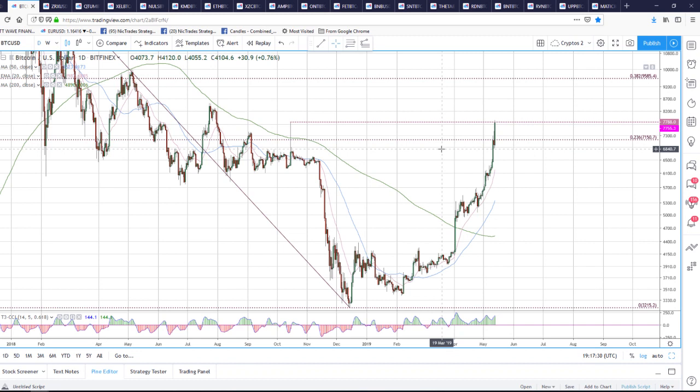But again, I would not sell this short. We're not looking for levels to sell Bitcoin short. We're looking for levels where we might consolidate or pull back and buy some more.